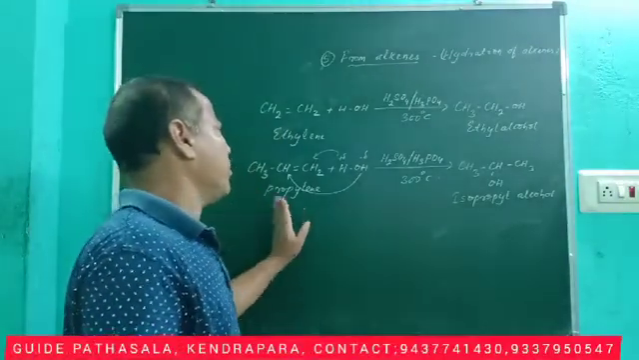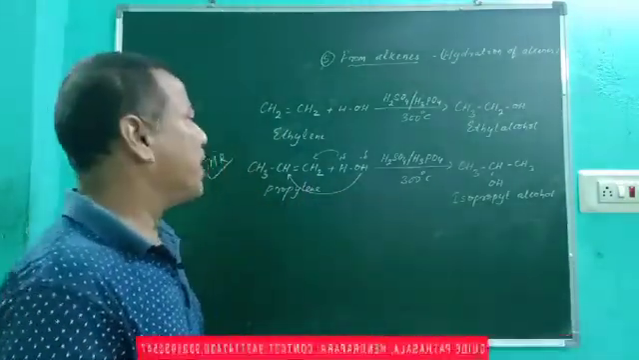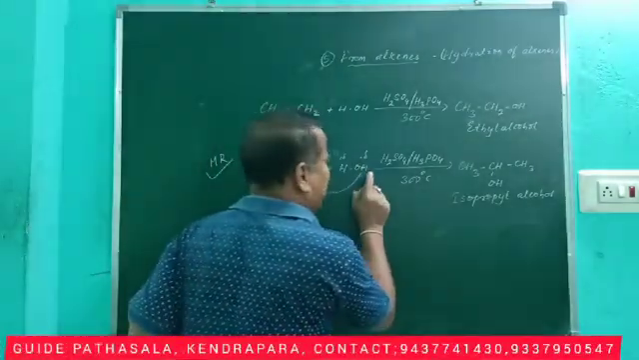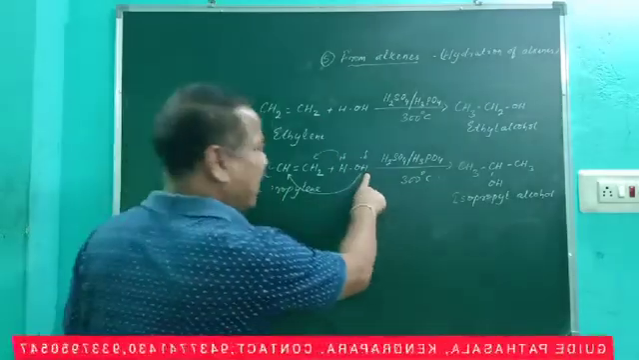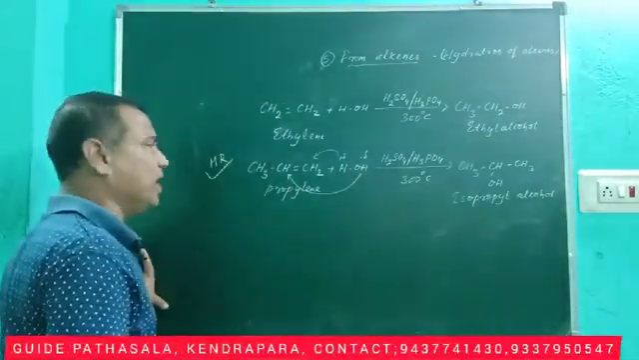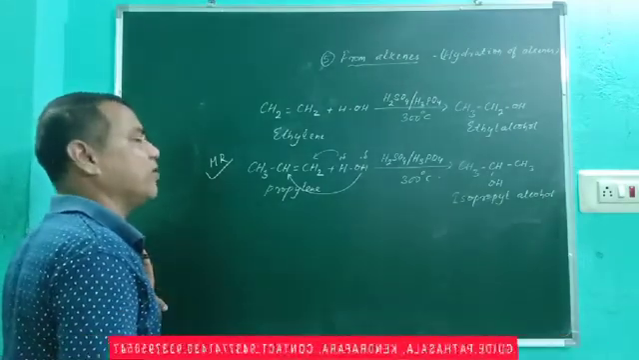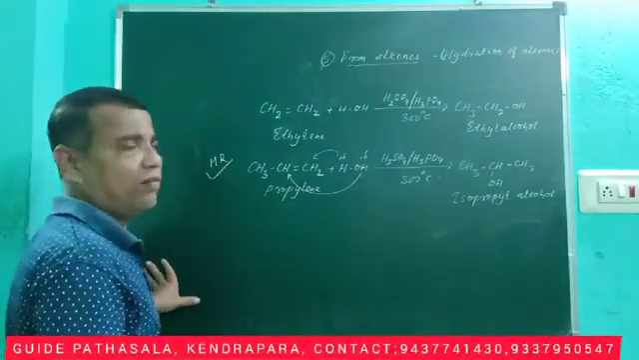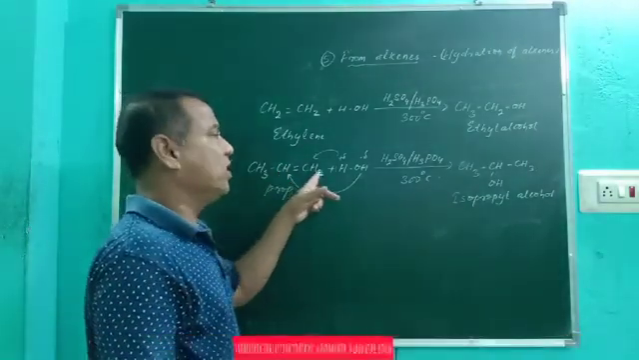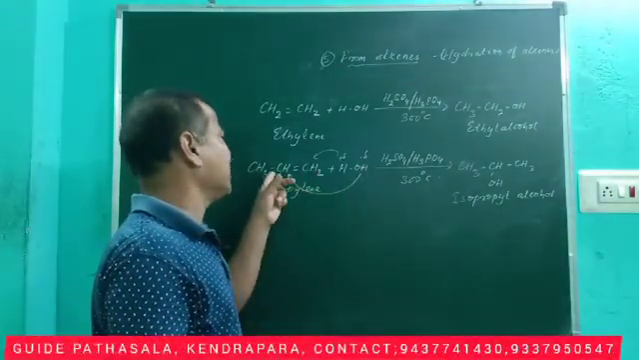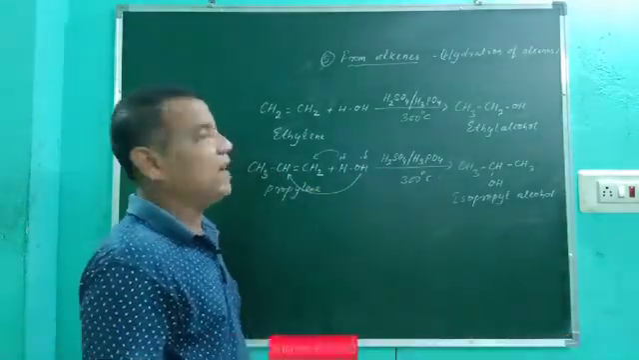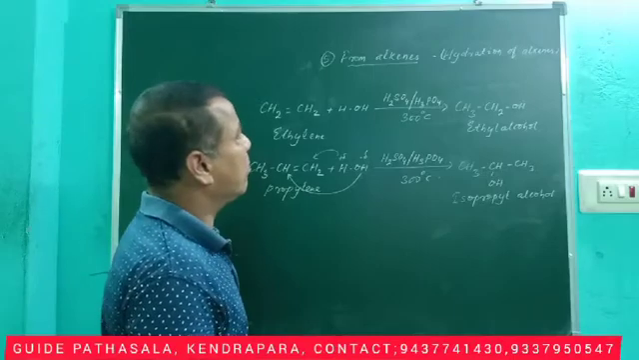In this case, whenever water is added to it, H is the positive part of the water molecule, and OH minus is the negative part. The negative part will go to that carbon atom which contains the least number of hydrogen atoms. So we get CH3 single bond CH, OH single bond CH3, a secondary alcohol, isopropyl alcohol. This is about preparation from alkenes.